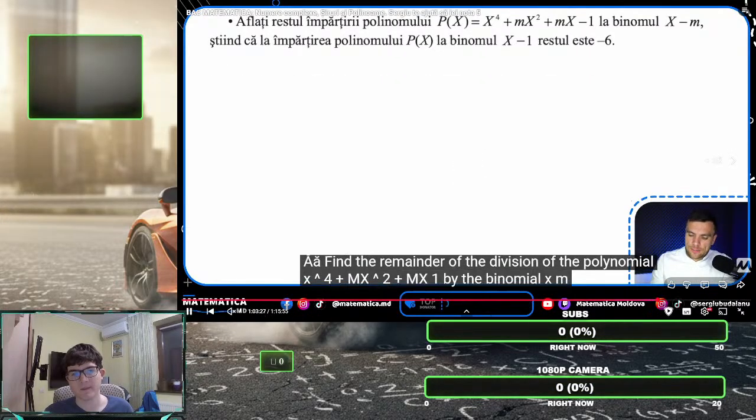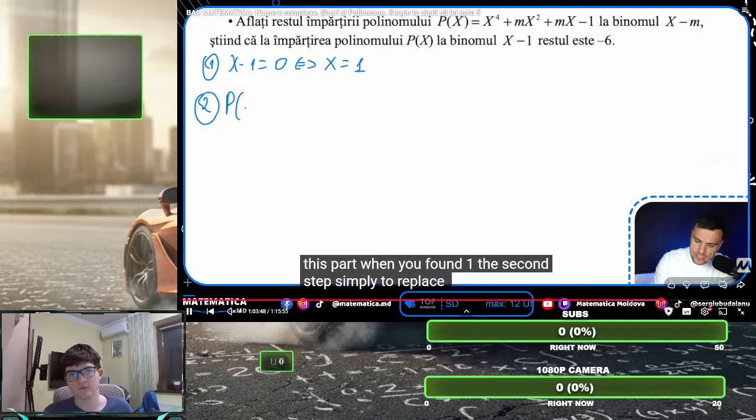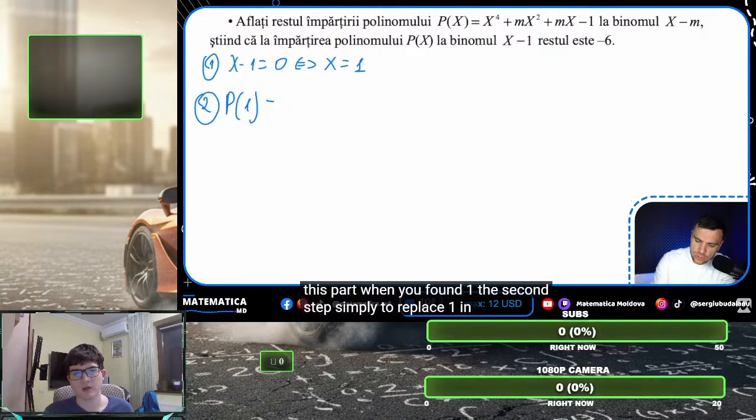Okay. So we have p of x with x to the power 4, with binomial x minus m. So find basically what you get after division by x minus m, knowing that when you divide by x minus 1, you get minus 6.